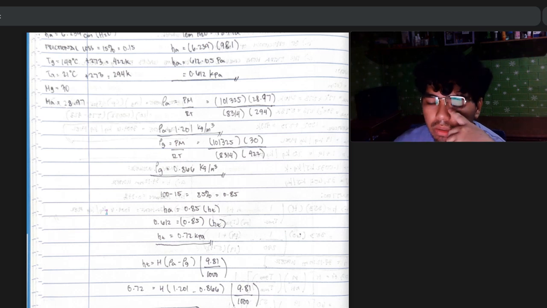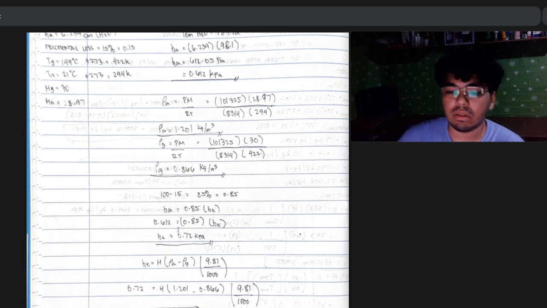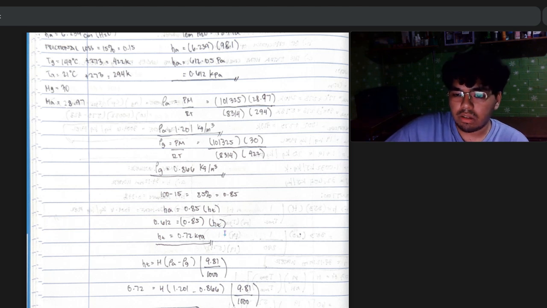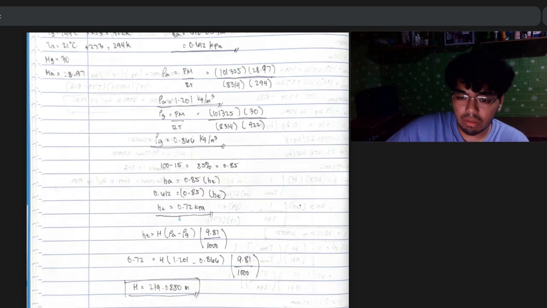To get the theoretical draft, HA is equal to 0.85 times HT. Substitute HA and then shift solve to get the theoretical draft, which is equivalent to 0.72 kPa.